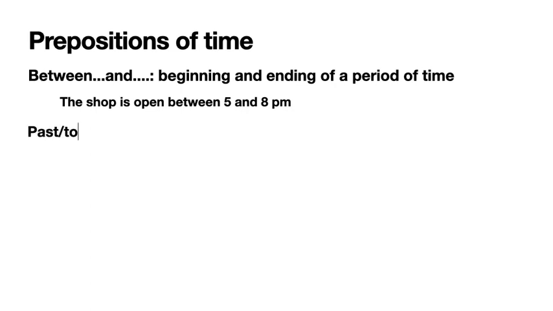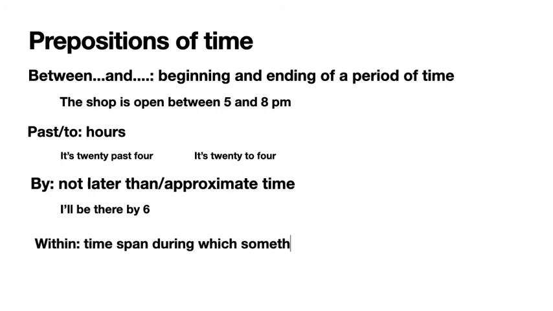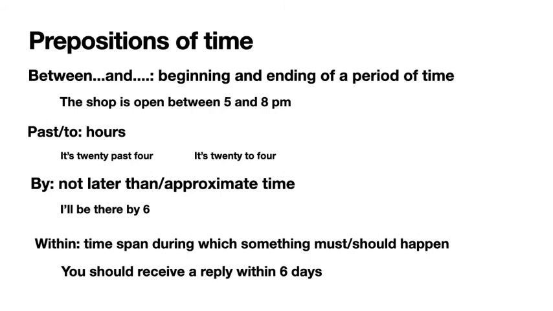We use past and to for hours to indicate the minutes that have gone past the hour, and the minutes we have to wait till the next hour. For example, it's 20 past 4, it's 20 to 4. By refers to approximate times. I'll be there by 6. And within refers to a time span during which something should happen or must happen, you should receive a reply within 6 days. I'm sure you know all of them.